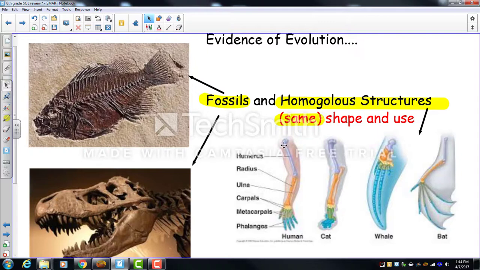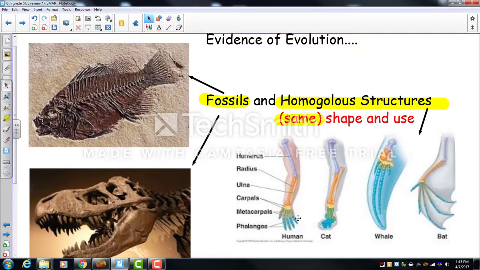Homologous structures, for example, this is a human arm. This is a cat's forelimb, a whale's flipper, and a bat wing. Okay, we are all mammals, by the way, so we are similar in that sense. But in this case, you can see color code that we have all the same exact bones. They're just different shapes and different sizes, but they're even used for the same thing.